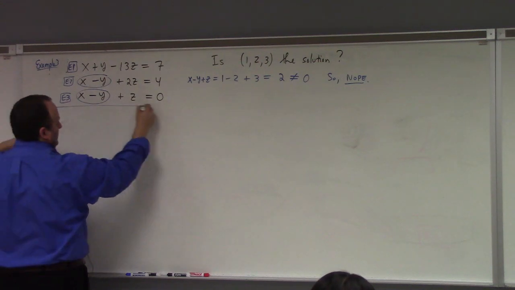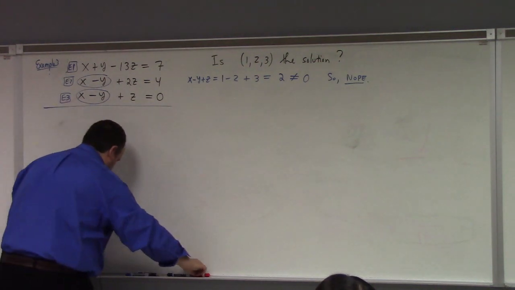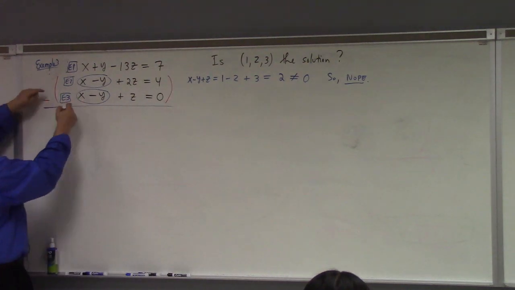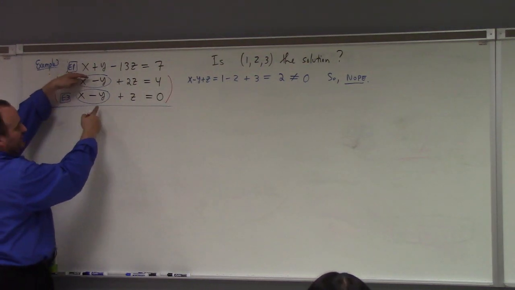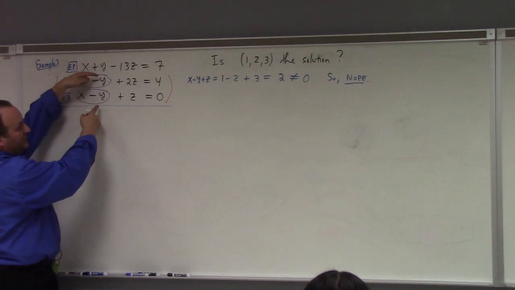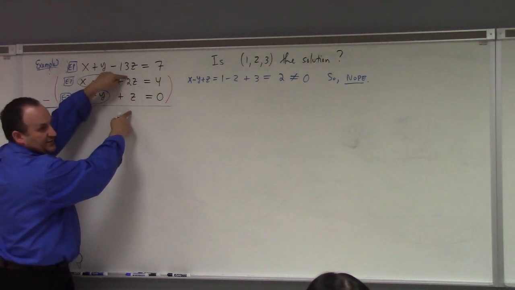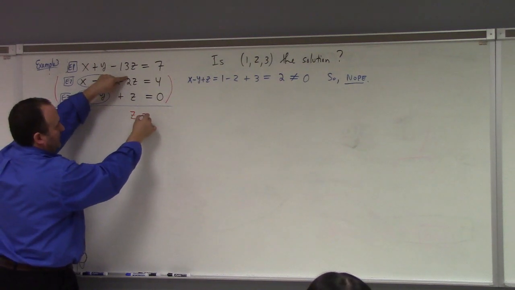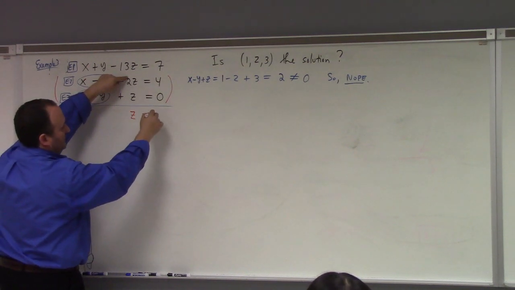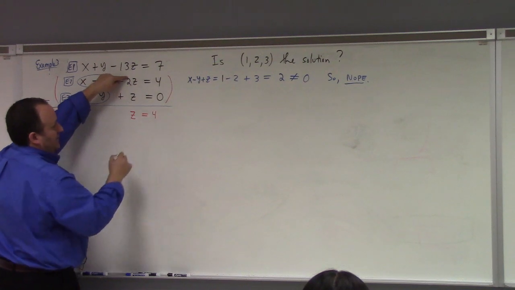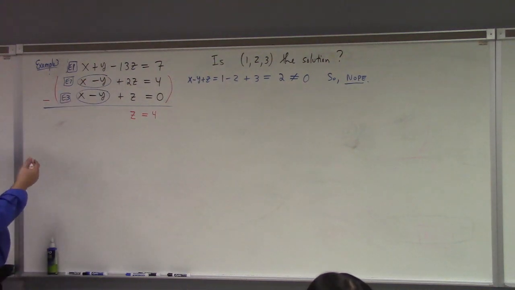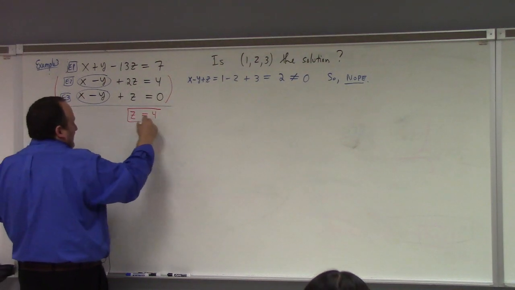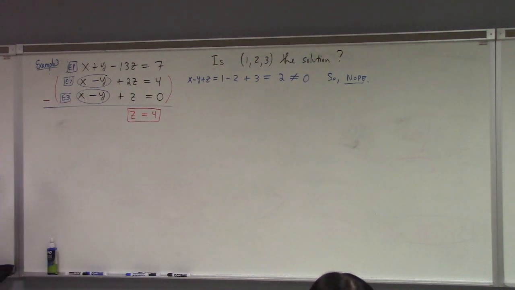So let's subtract these two. What do we get? When you subtract x from x, you get 0. When you subtract minus y from minus y, you get 0. What's 2z minus z? Z. And 4 minus 0 is 4. Now we need to solve for z. Wait, well, z's already solved for. So okay, well, there. I mean, yay.